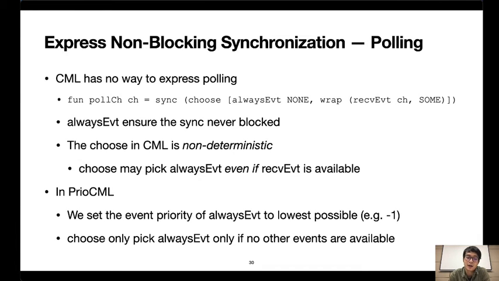To perfectly behave as a polling function, we should pick the receive event whenever it is available. So in Prior CML, we can leverage event priority to achieve the behavior of polling by setting the priority of the always event to the lowest possible, for example -1. As a result, choose only picks the always event when there are no other events available.